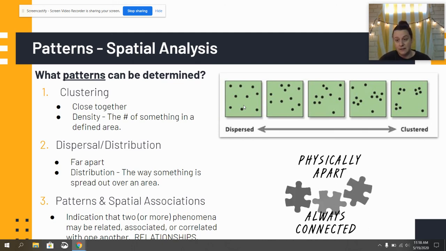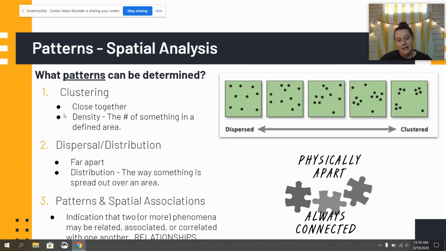And remember, we also previously talked about density and distribution, right? So density is the number of something in a defined area. So all of these have the exact same density, right? Because it's the same number of dots in this kind of square, right? So they actually all have the same density, although this square is clustered and this square is dispersed. So we'll talk a little bit more about density in our unit number 2. But just know, right off the bat, when we're talking about clustering, we also might add on some conversations about density as well.